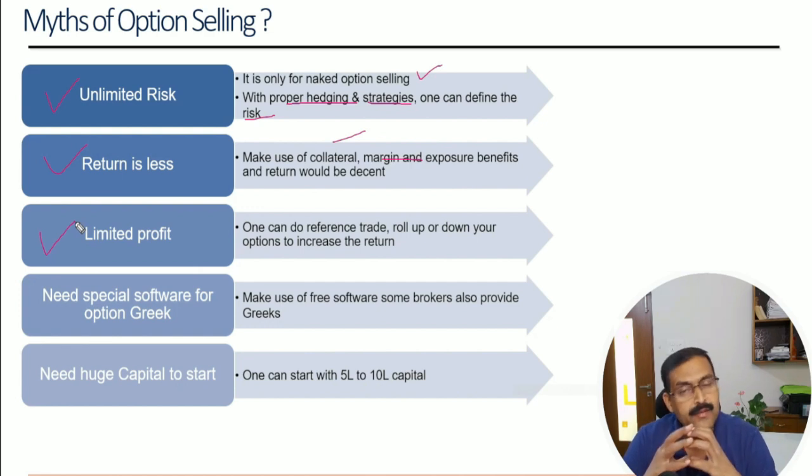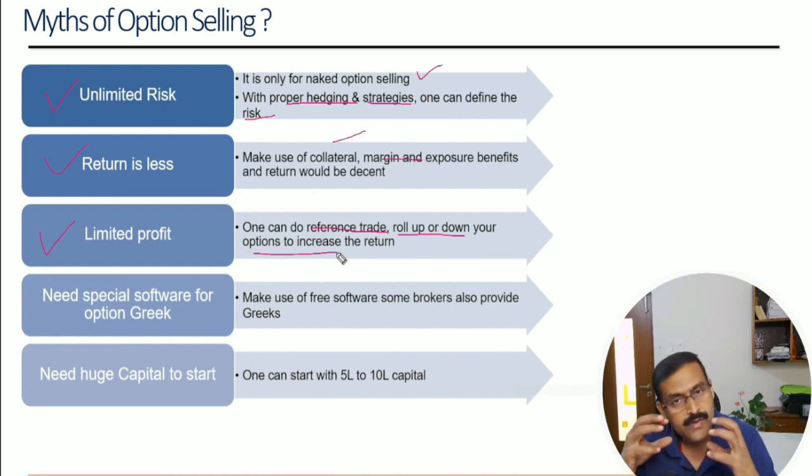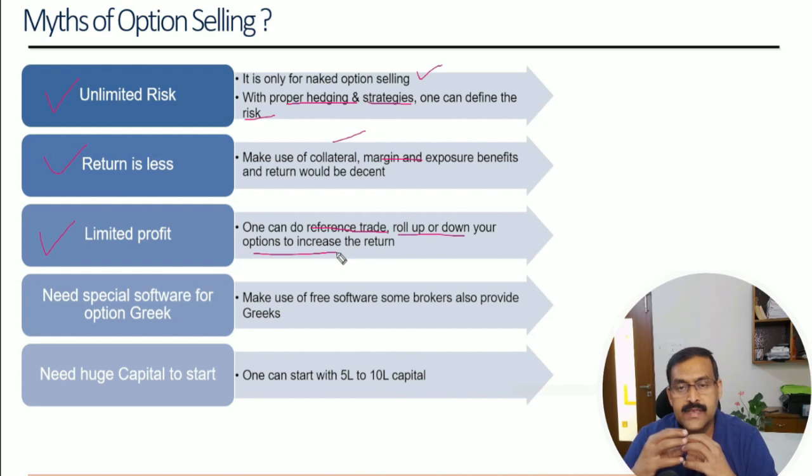Option selling has limited profit. Yes, it has a limited profit, which is equal to the premium or the credit that you have received. But one can do repair trading, which is nothing but rolling up or down your positions to make more money out of your positions. It is always better to make a small profit with proper hedging and proper strategies more number of times than taking a big risk and aiming for unlimited profit.